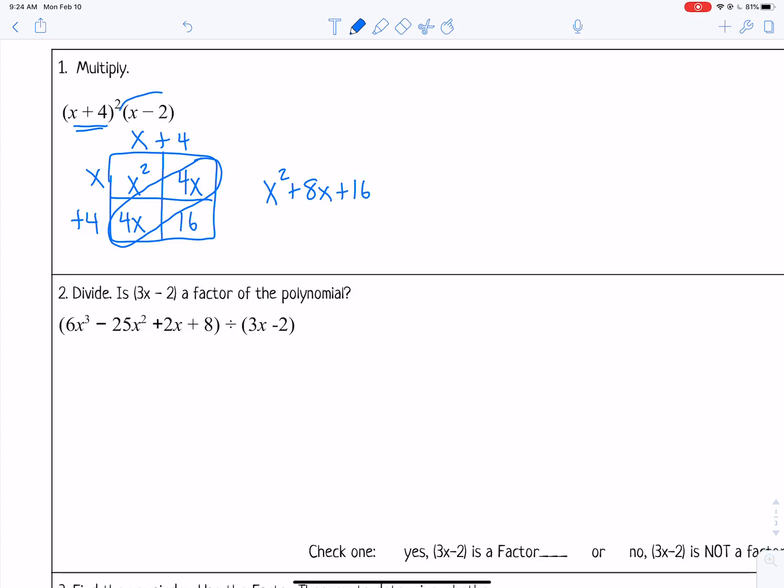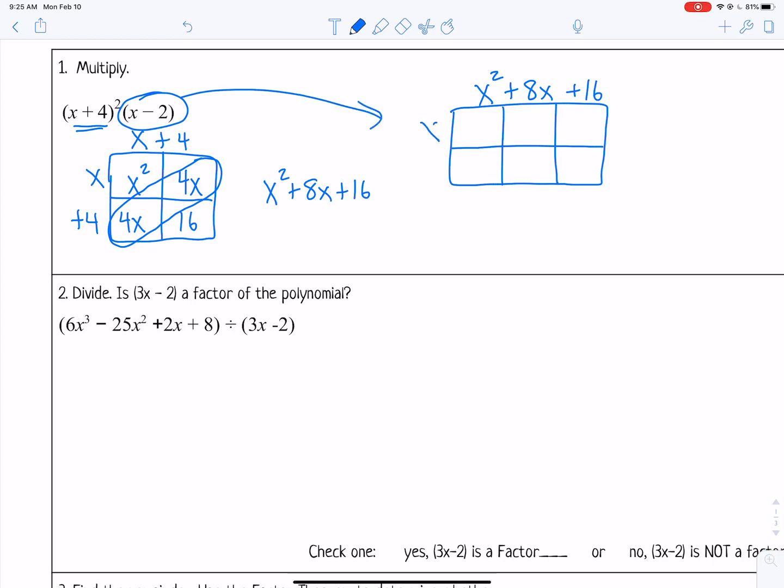But then I've got to multiply that by the (x − 2). So if we say x² + 8x + 16, we can make a bigger box. And we can put that on one side of the box, the longer side. So it's like a 2 by 3 box now. And then put the (x − 2) that you need to multiply by on the other side. And then just use the box in a bigger way.